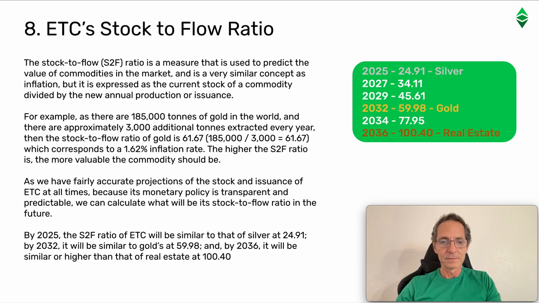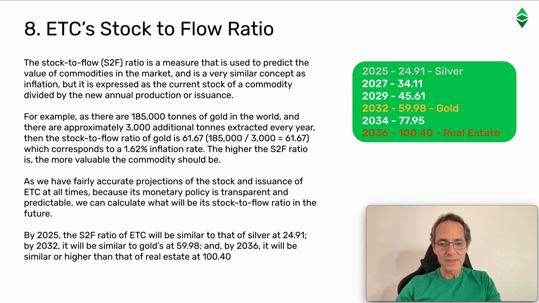For example, as there are 185,000 tons of gold in the world, and there are approximately 3,000 additional tons extracted every year, then the stock to flow ratio of gold is 61.67, which is 185,000 tons divided by 3,000 tons, which corresponds to a 1.62% inflation rate. The higher the S to F ratio is, the more valuable the commodity should be.